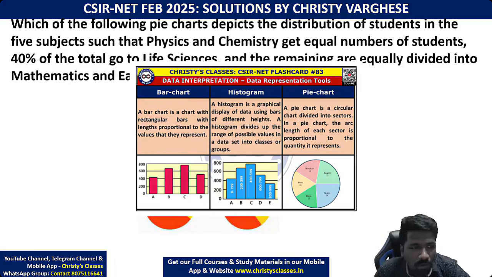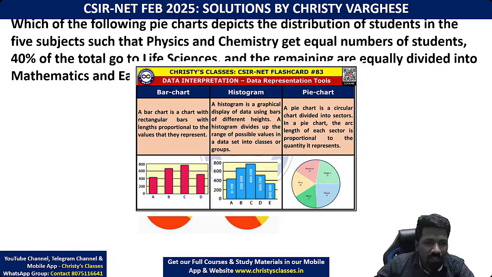So I'll explain. Most of you got it. Which of the following pie charts depicts? Sorry, the flashcard is overlapping.